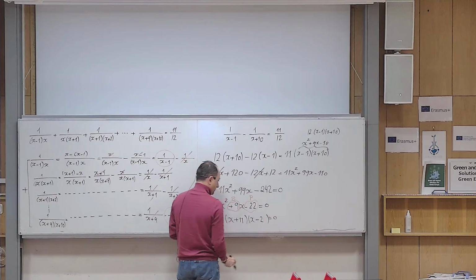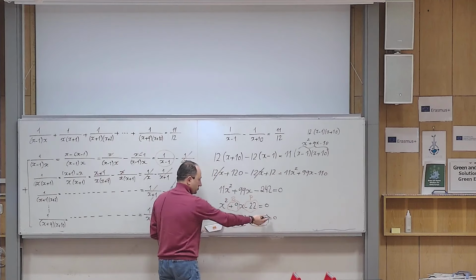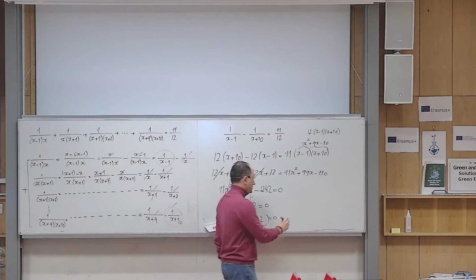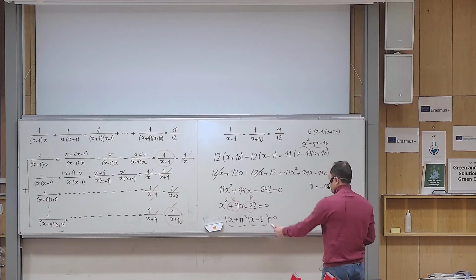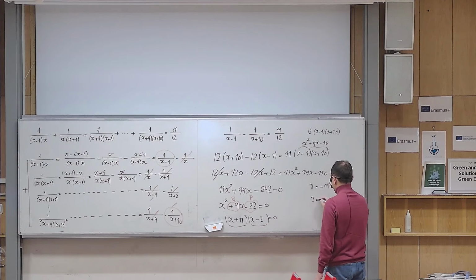This is supposed to be 0. The product of two numbers is 0. Either the first one is 0 or the second one is 0. If the first one is 0, it means the answer is minus 11. If the second one is 0, it means the answer is 2.